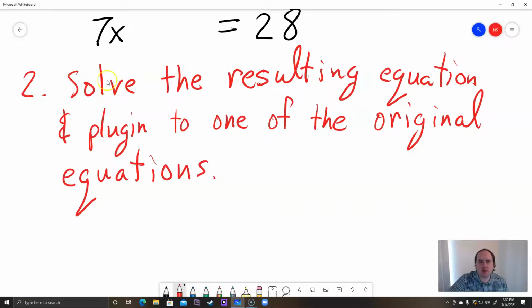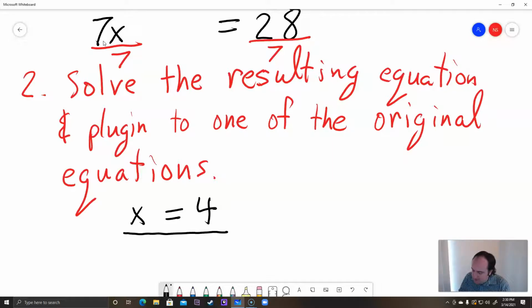Okay, so to solve this equation, 7x equals 28, what we need to do is get rid of the 7, so we're going to have to divide both sides by 7. On the left side, we just have x, and on the right side, 28 divided by 7 is 4. So we actually get x equals 4. I'm going to go ahead and underline that.